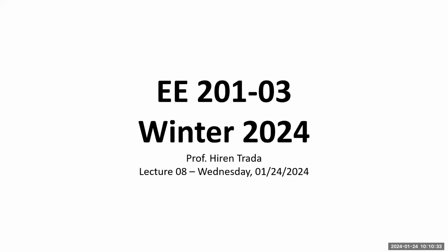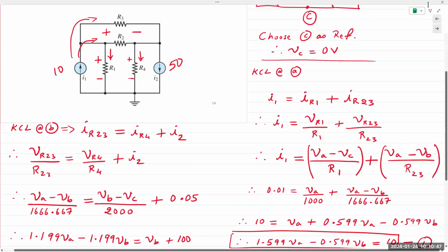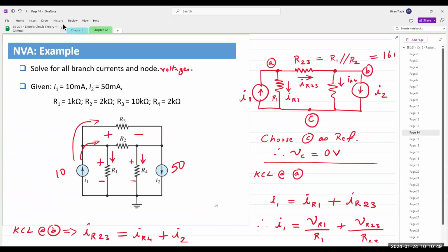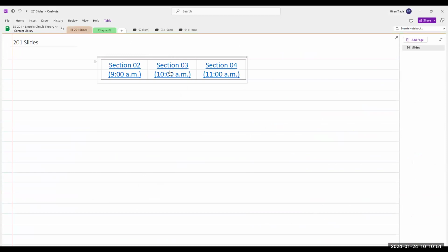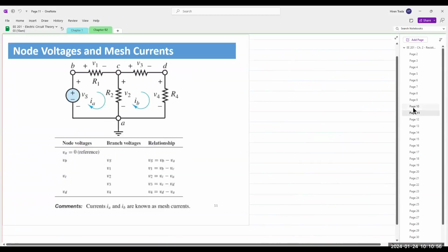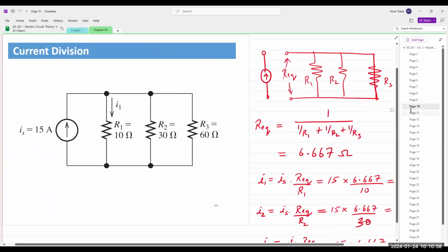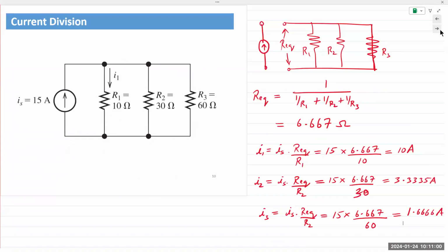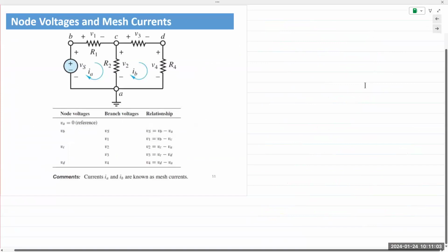Okay, good morning, everyone. Let's continue with our analysis technique. Today we'll look at node voltage analysis. So, okay, node voltages and mesh currents.